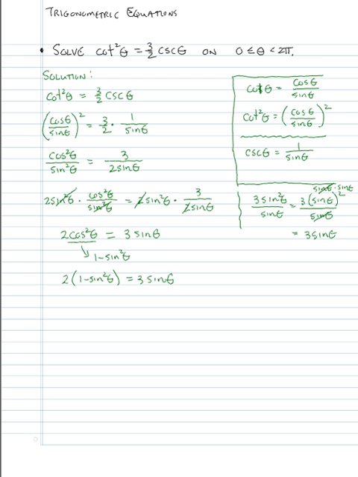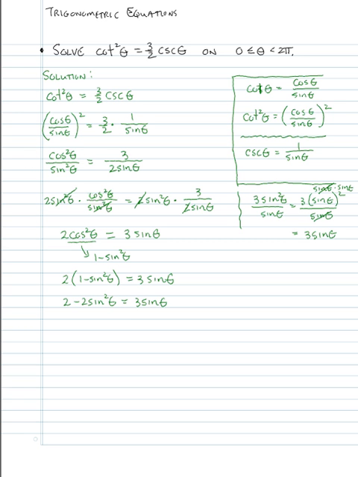Now the significance is that we have only one trig function. On the left side, when we multiply that out, we're going to have a 2 minus a 2 times sine squared theta is equal to the right side, which is 3 sine of theta.